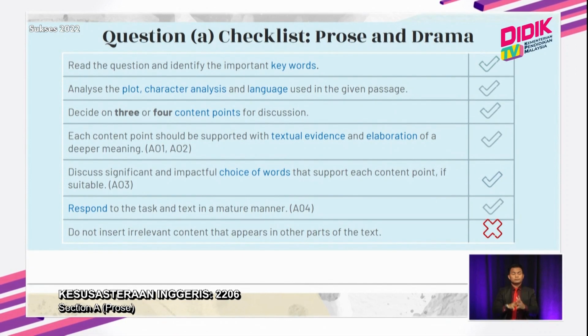If I have picked out a significant phrase, an important expression, that means I've already covered my AO1, my AO2, my AO3. All that's left is for me to remember to respond in a mature and critical manner. How do I feel about what's happened? Or how do I feel about who's done what to the character that's being described? And if you have fulfilled the 4 requirements, or the 4 assessment objectives, you are clearly on the right track.